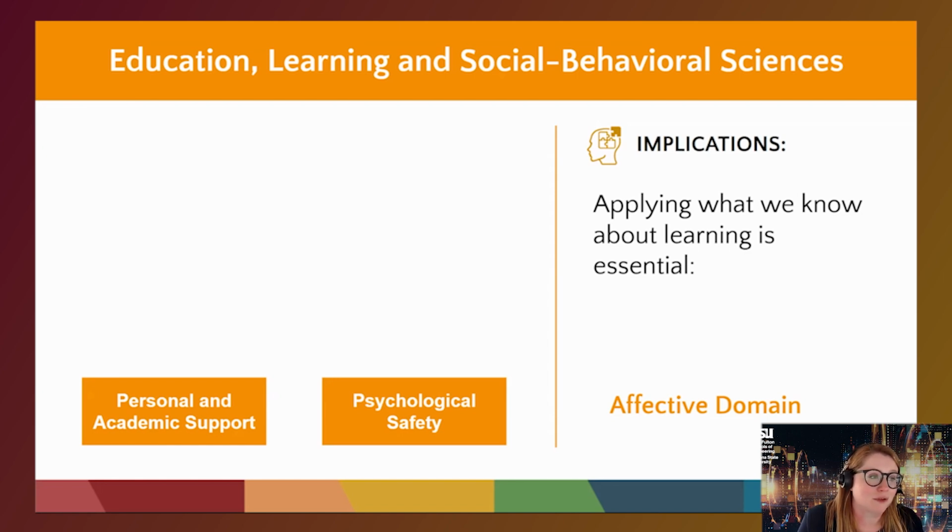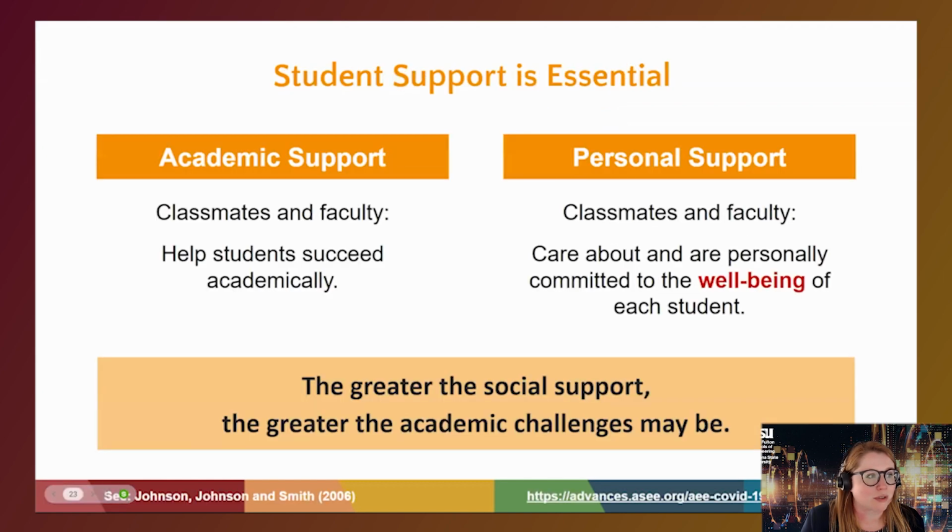And the affective domain isn't separate from cognitive processes. It directly influences attention, memory, problem solving. So if students are anxious or disengaged, their ability to retain information and think critically is affected. And this sort of ties to Maslow's hierarchy of needs, which reminds us that students have to feel safe, both physically and psychologically, in order to learn. So support can come both from the academic side and personal side.